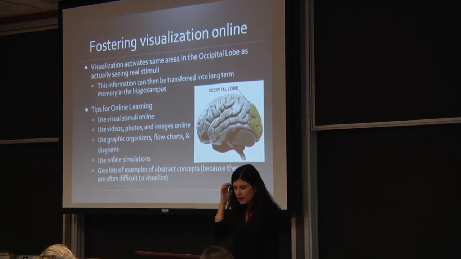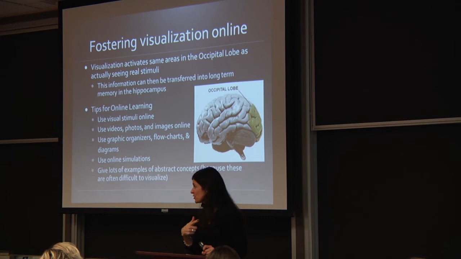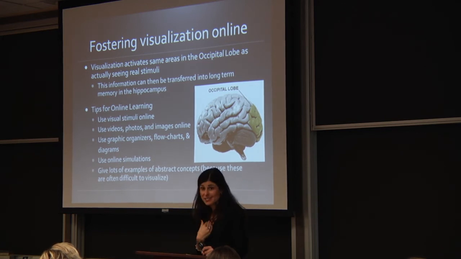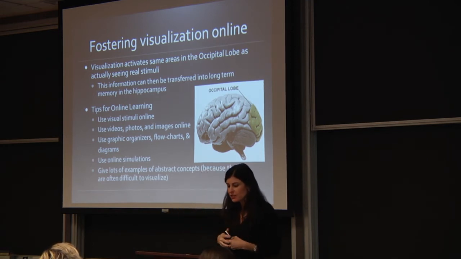I also try to use lots of videos, as you notice with my Clive Wearing example, photos, images, graphic organizers, flowcharts, diagrams. I love online simulations. Dorothy did a great job talking about long-term potentiation, but when I discuss it, I'm not as good as Dorothy, so I show this simulation of what's happening at the synapse so that students can really visualize what's happening. When we talk about drug addiction, I show at the synapse what's happening when someone's taking cocaine, what happens during withdrawal, and I think that tends to help them learn this information. And then I try to give lots of examples of abstract concepts. We know those are more difficult to visualize, so hopefully that will help students learn the information as well.